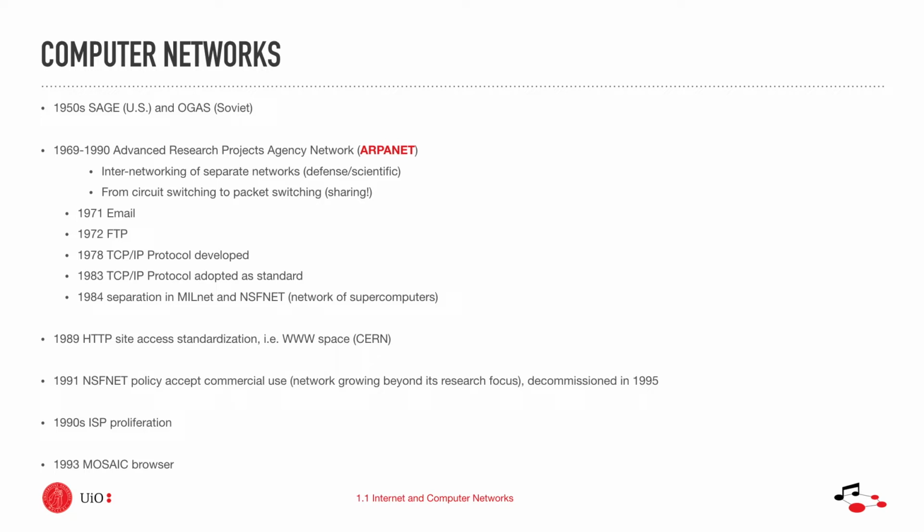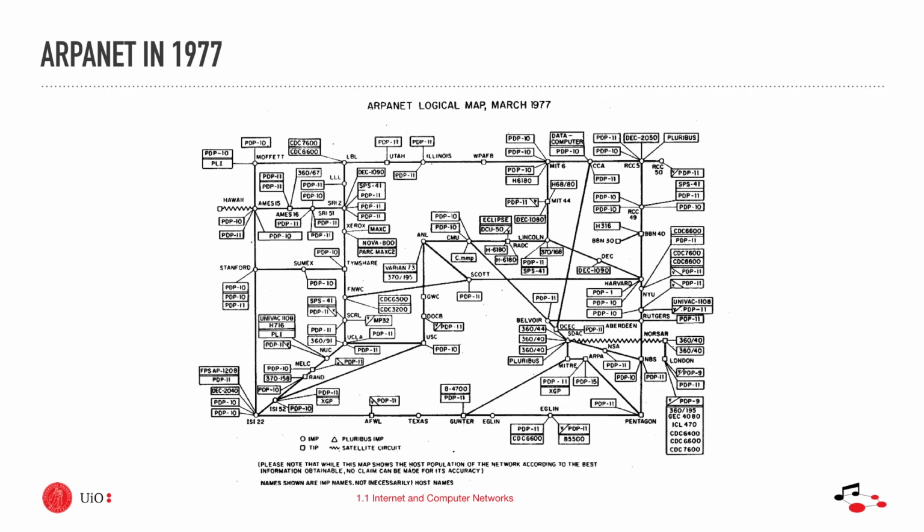The research network started to expand globally, and in the 90s, ISPs, Internet Service Providers, started to proliferate, allowing the general public to use this global system of interconnected computer networks based on TCP/IP that, for simplicity, we call the Internet. This is a snapshot of ARPANET back in 1977.